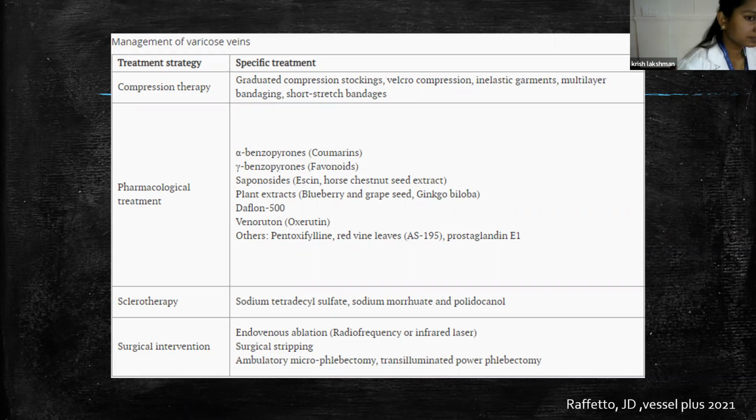Last one depends upon the pressure the bandage or stocking exerts on the limb. It is like up to 15 mm, 15 to 18 mm, 18 to 20, 20 to 30, 30 to 40, and 40 above, like that. Up to 4 grades are there.